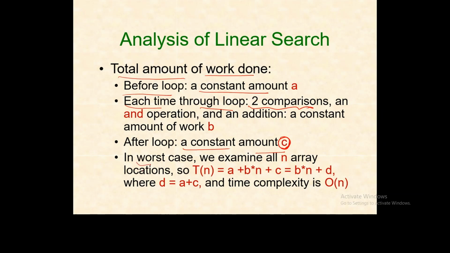If we are talking about the worst case of such an algorithm, then we examine all n array locations. In the worst case, the number will be at the last position of the array, or it will not be in the array at all. So why are we calling it the worst case? Because the worst case is when we need to compare the key to be searched with all the elements at all the locations of the array.